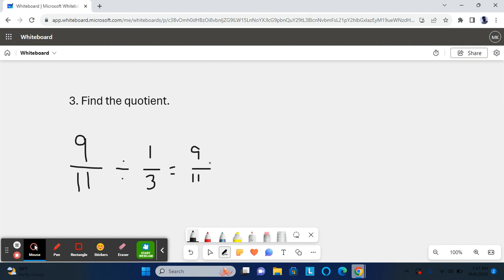You change the division sign to a multiplication sign. And you flip the 1 over 3 to a 3 over 1. And after that, you multiply and simplify. So you get 9 times 3, which is 27, over 11.